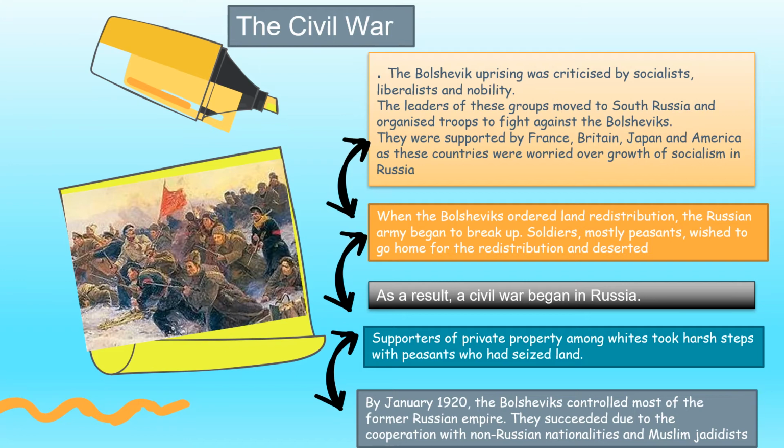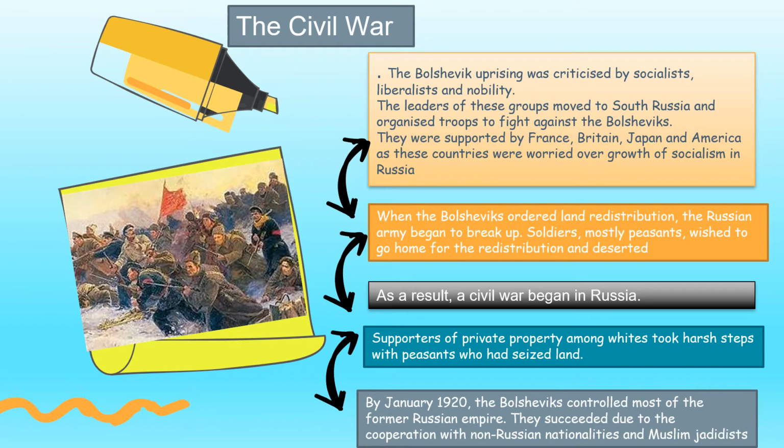Non-Bolsheviks, socialists, liberals, and the supporters of the Tsar condemned the uprising of the Bolshevik party. Their leaders moved to South Russia and organized troops to attack the Bolsheviks. During 1918 and 1919, most parts of Russia were under the control of the socialist revolutionaries and the pro-Tsars. But after January 1920, the Bolsheviks started gaining control in many parts of the Russian Empire.